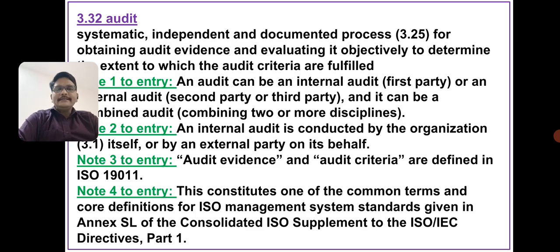Now, an audit can be an internal audit, first party, or an external audit, second party or third party audit, and it can be a combined audit, combining two or more disciplines. An internal audit is conducted by the organization itself or by an external party on its behalf. Audit evidence and audit criteria are defined in ISO 19011. We have already made a large video on ISO 19011:2018, which has 7 clauses. We already explained it, and that link will be provided in the description.